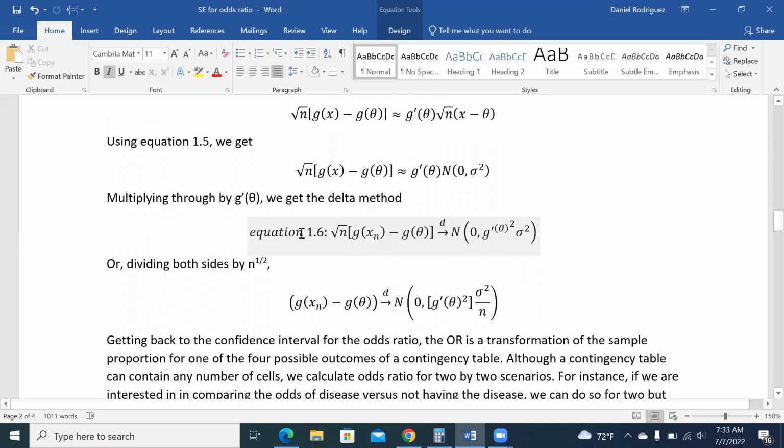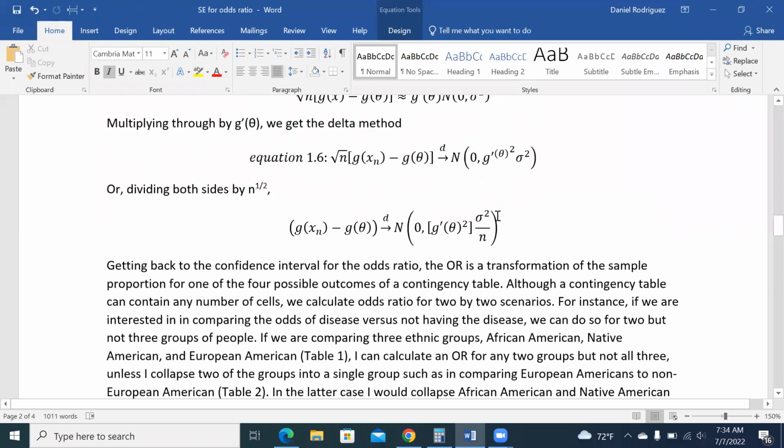And then we multiply through. I need to multiply through by this g prime. The mean is still 0, since you multiply 0 by something and you get 0. When g prime of theta is incorporated into the variance term, we have to square it, because the variance is in squared terms. If we take something out of there, we have to take its square root. So we get this really nice looking equation, which is our delta method right here. This is the delta method.